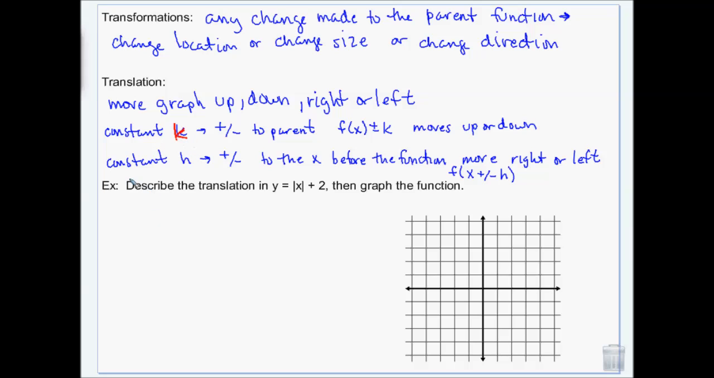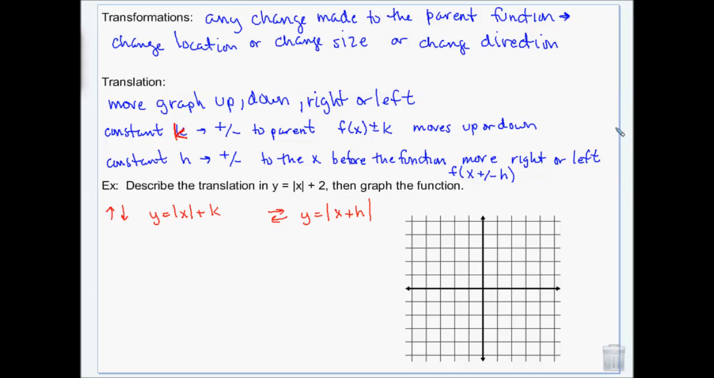Okay. So just to give you an example of the difference between this, the up or down would be, say, like this, y equals absolute value of x plus k. The right or left would be y equals absolute value of x plus h, like that. So up or down is when the plus or minus comes after the absolute value or the squaring or things like that. Right and left happens when the plus or minus comes inside the absolute value or the squaring. That's the difference.